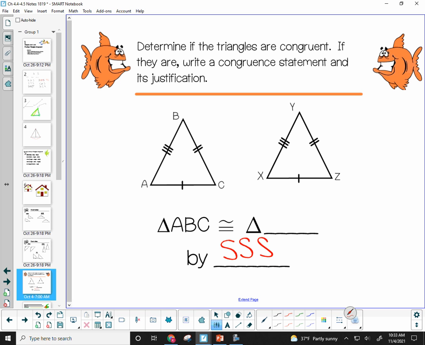All right, so let's finish our congruency statement here. Triangle ABC is congruent to what? So what matches up with A? X. What matches up with B? And then C. Good?